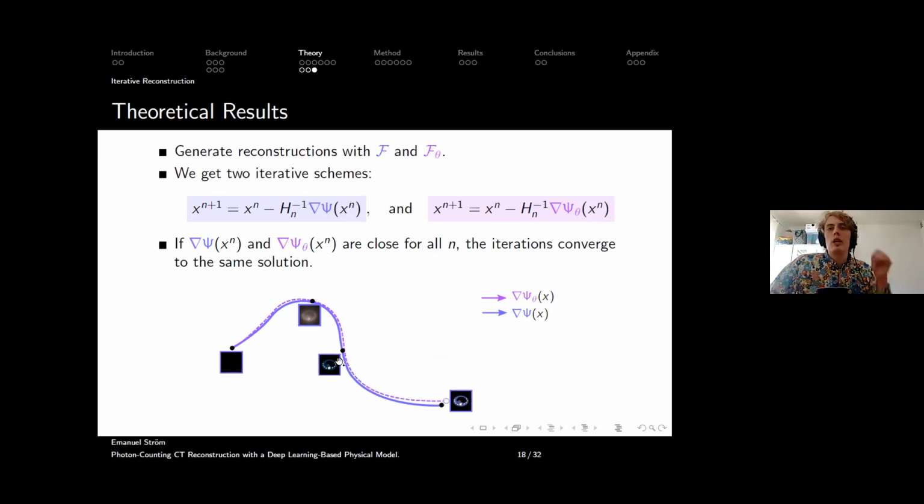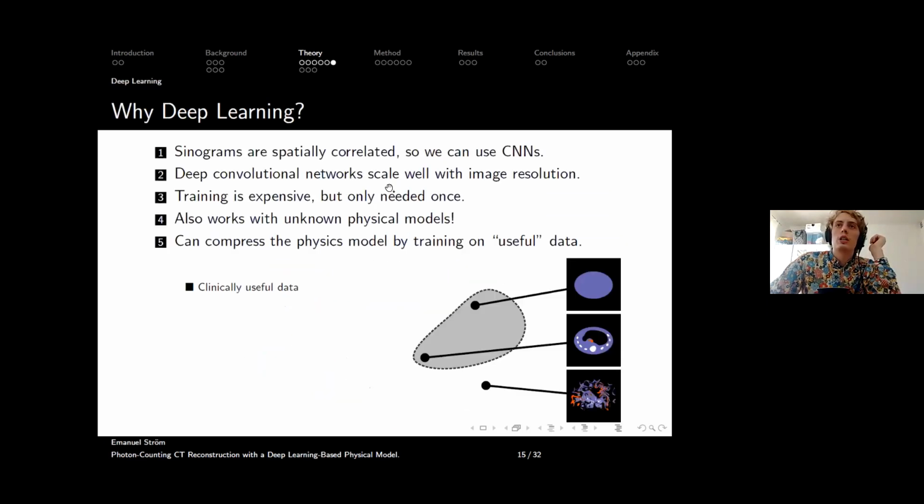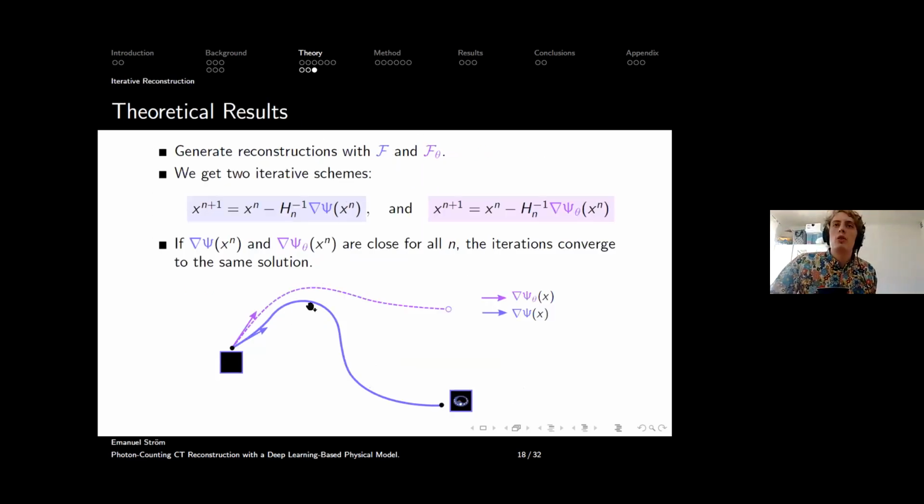So the main point here is that we have to train on not only the resulting data, but also on all of the data along this reconstruction process. So that answers this question that I asked here. What does this kind of clinically useful data set mean? And what it means here is that we have to incorporate all of these phantoms that appear along the reconstruction process, and not only the phantoms that we expect to see in the result.